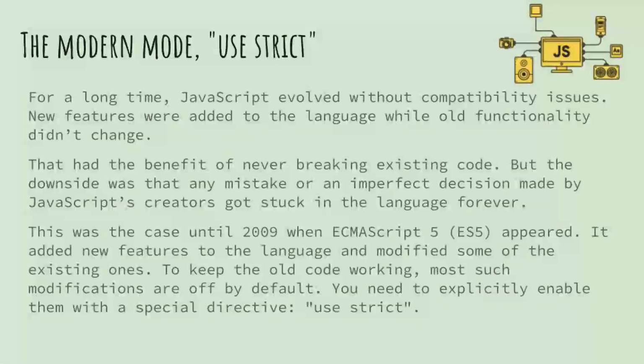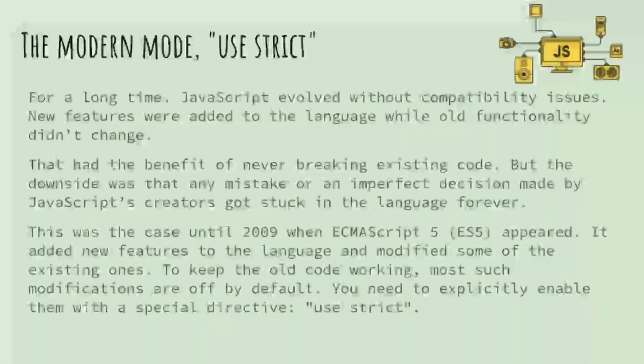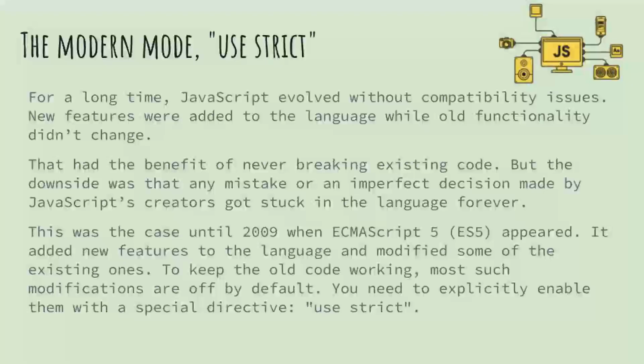This was the case until 2009 when ECMAScript 5, ES5, appeared. It added new features into the language and modified some of the existing ones. To keep the old code working, most of the functionality is off by default. You need to explicitly enable it by using a special directive, that is use strict.